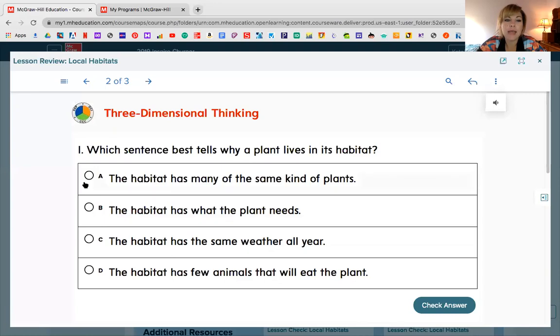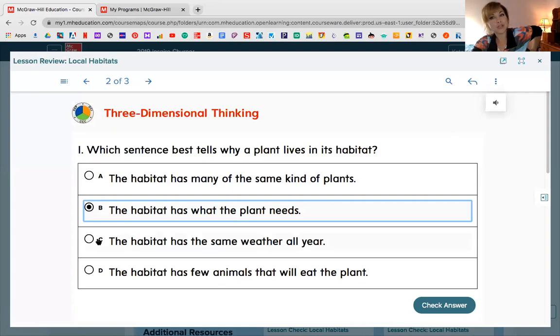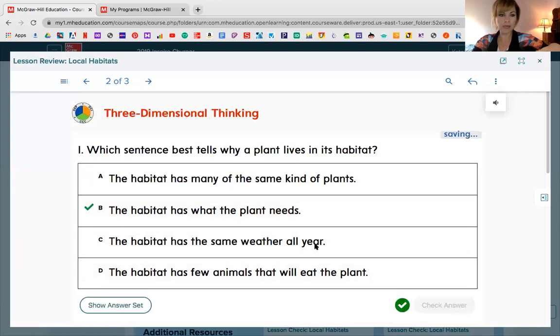If you said the habitat has many of the same kinds of plants, that's not true. They're not always going to have the same types of plants. Think about Whitman, there's tons everywhere. If you said B, the habitat has what the plant needs, we're going to hold on to that. C says the habitat has the same weather all year. That's not true. Think about where we live. It doesn't rain every day, right? And D says the habitat has few animals that will eat the plant. Well, if you think about Whitman, that's not true. There's plants that are eaten all the time. Let's check our answer. We were correct.